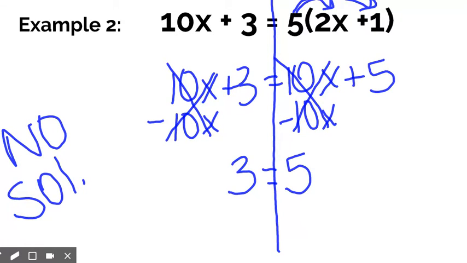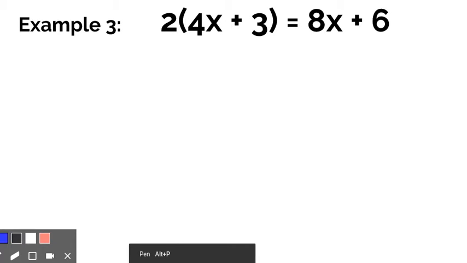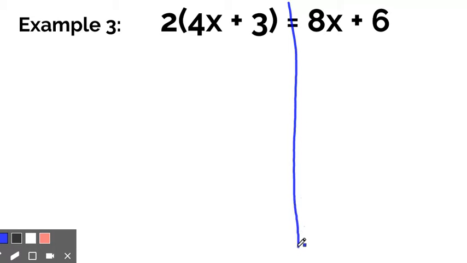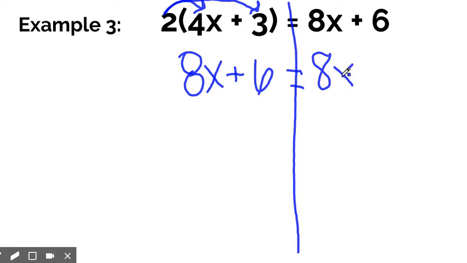All right, moving on to example 3. This one is a little bit different. Same thing as always, though. We're going to split down the equal sign. On the left side, I'm going to do 2 times 4x to get 8x, and then 2 times 3, which gives us a positive 6. On the right side, there's no distributive property, so we can go ahead and write that the same way it's shown, 8x plus 6.